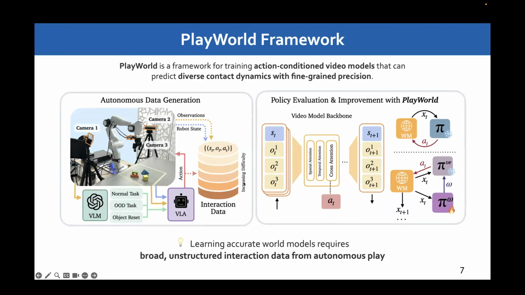To solve those two problems, this paper, called PlayWorld, proposes a framework that trains action conditioned video models to be able to predict diverse contact dynamics with fine-grained precision. The core part of this paper is that to be able to learn accurate world models, you would require broad unstructured interaction data from autonomous play. The framework has two main parts: one is the autonomous data generation system, and the next is how we actually learn and improve the policies using the generated data.